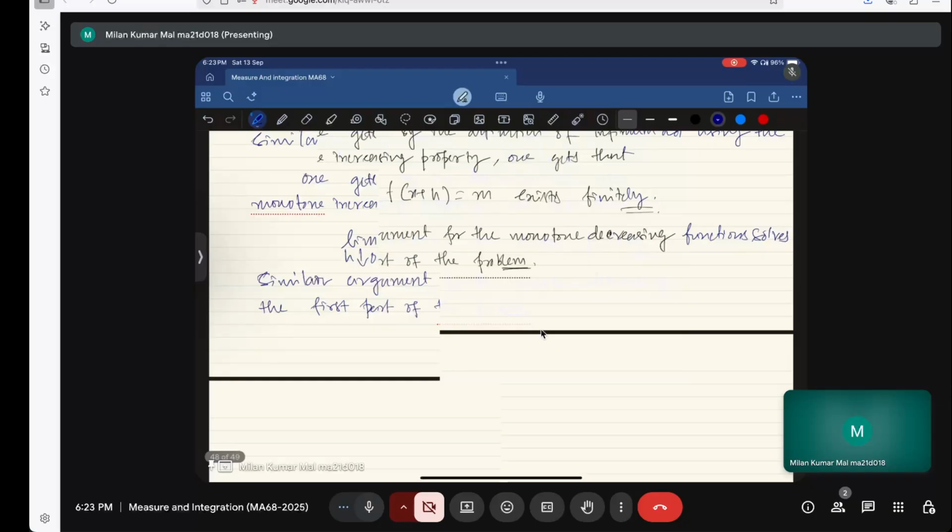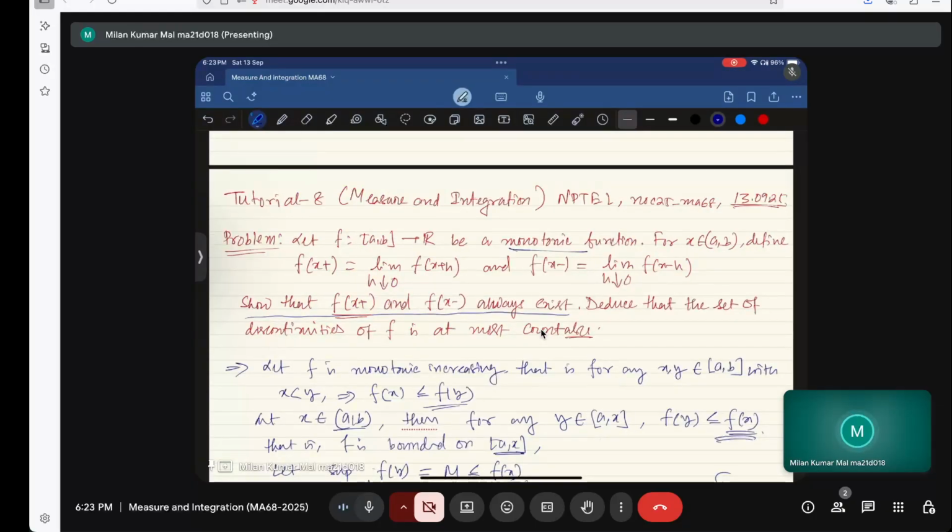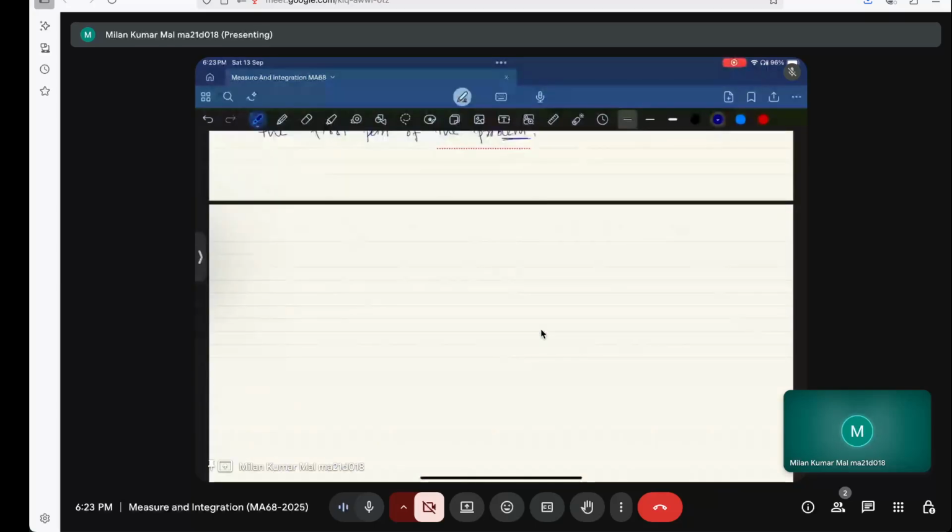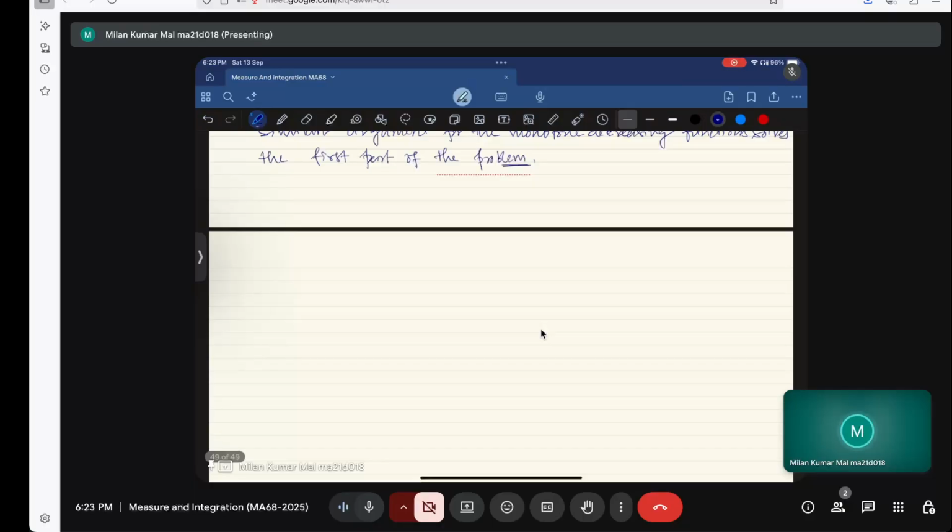says that, given the first part, f of x plus and f of x minus always exist. Second part: deduce that the set of all discontinuities of f is at most countable. Okay, so here we will see why the set of all discontinuities is at most countable, why there can't be more than countable discontinuities. Now we'll settle the problem.